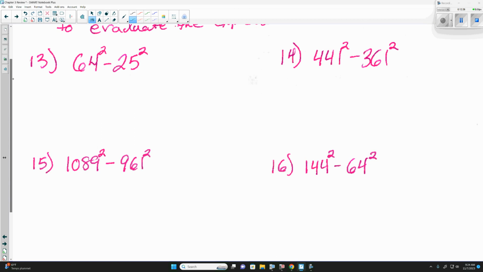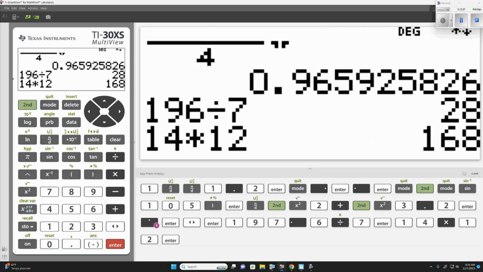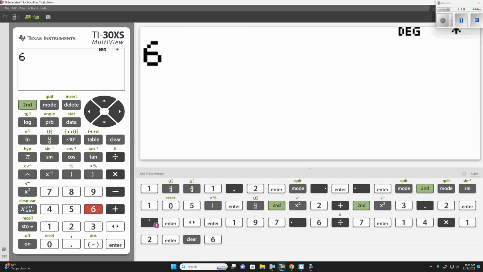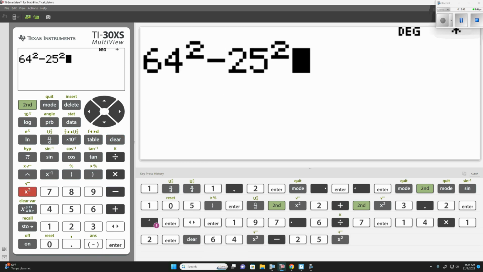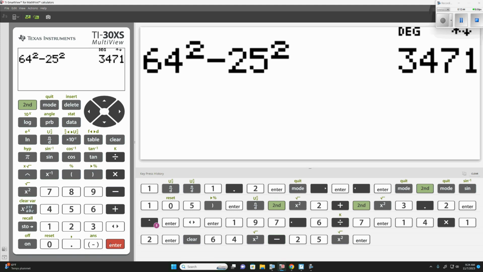But let's look at these here. I really hope that these, because I am putting these on the test, that you get all of these right. I'm going to look at the first one, 64 squared minus 25 squared. Is that it? That is it.